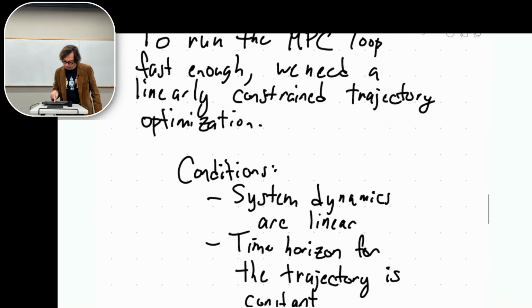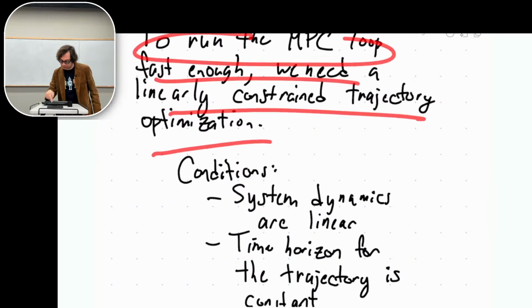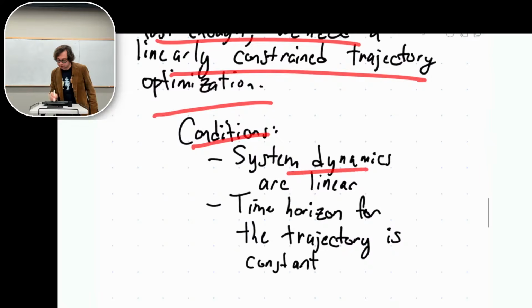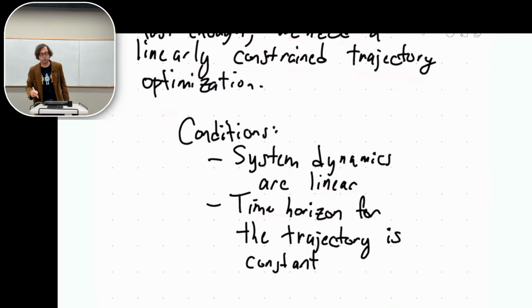So we have to run the MPC fast enough. We need a linearly constrained trajectory optimization. Conditions: system dynamics are linear. Time horizon for the trajectory is constant. Why is that? Because in our examples, in our coding lectures, our time horizon wasn't constant. Remember we had the drag race problem? We're trying to get from A to B. What were we trying to minimize in that problem? Anyone remember? Time is a race.